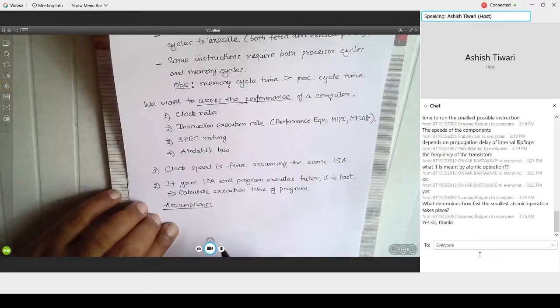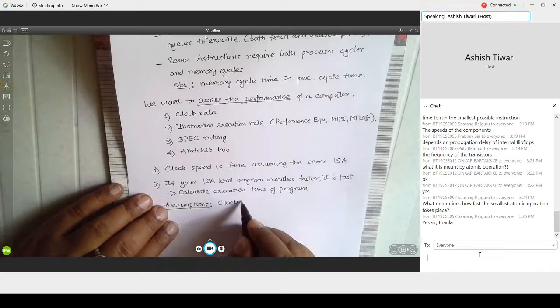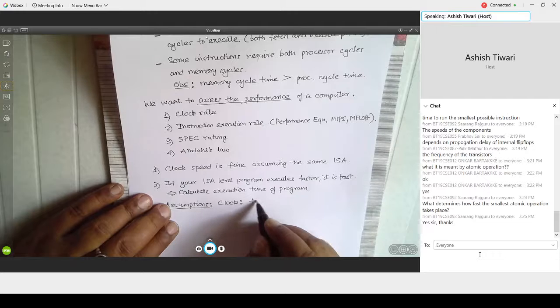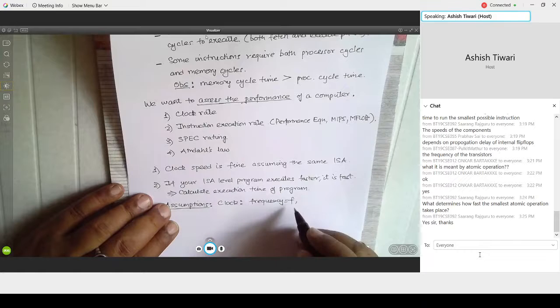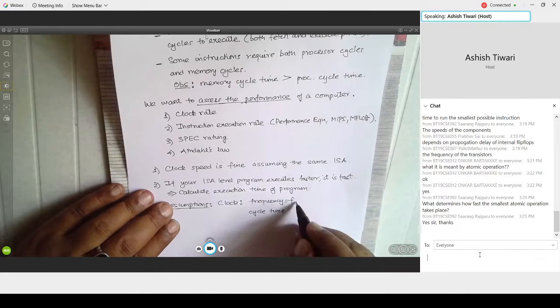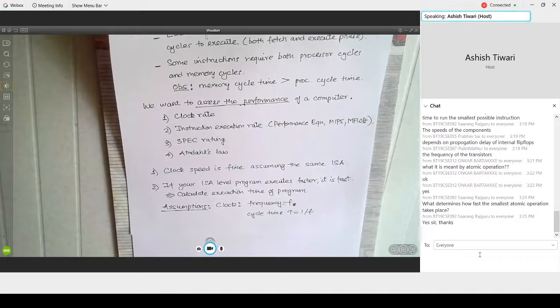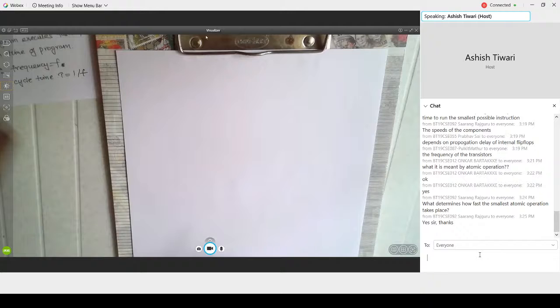Right, so we assume a clock whose frequency is F, and cycle time, this is F, right? Cycle time tau is 1 by F, right? So we assume that there is a clock with a cycle time of this.